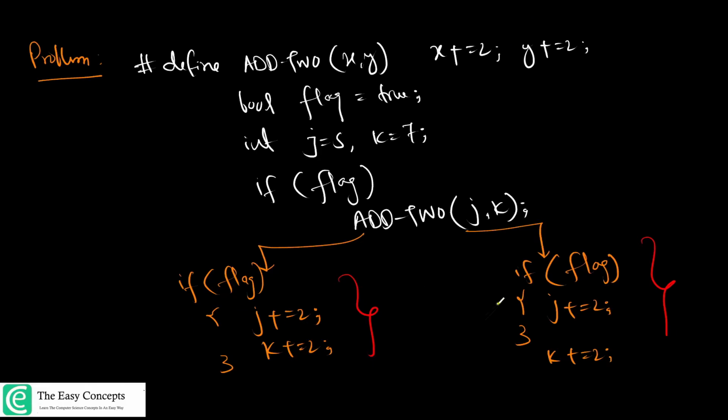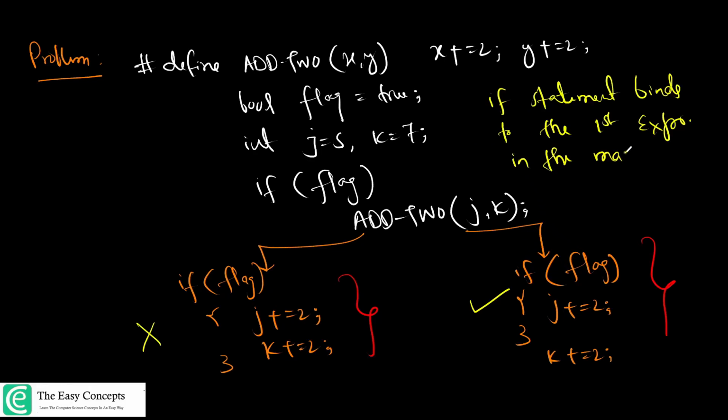So the correct answer is this. This is wrong. Okay, this time flag is true, but you can make it false and then check what should be the output. So the answer to this is the right one, and the reason is the if statement binds to the first expression in the macro, right? So this is also a very important point. Now I am giving you one more problem. You have to think on that. If there is any side effect, you need to solve that using an inline function.